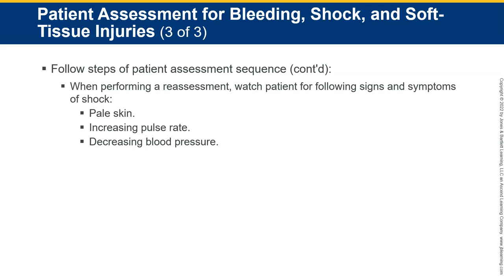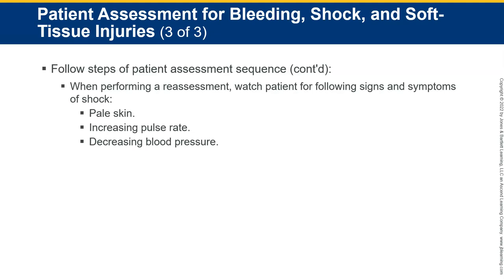When we're getting that SAMPLE history, we hopefully need to find out if this patient is using a blood thinner. Because if they are, that interferes with blood clotting, and that's the body's natural way of shutting down lacerations and abrasions and all of those ways that the body loses blood. So for trauma patients, usually perform secondary assessment before you obtain the SAMPLE history.